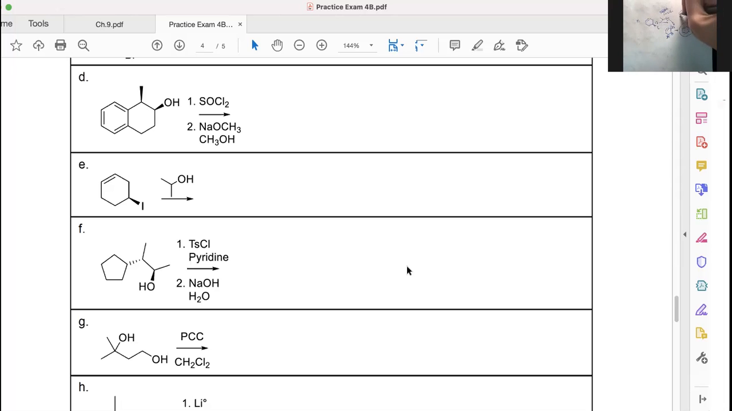So you could also get wedge, and you can also get dash. Okay, so you get that as well. So those three products are possible from this.